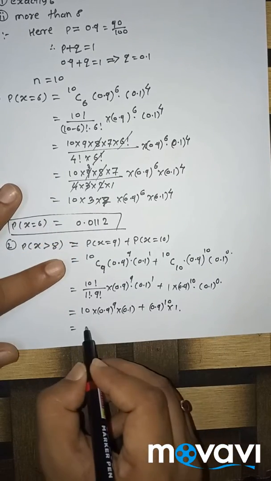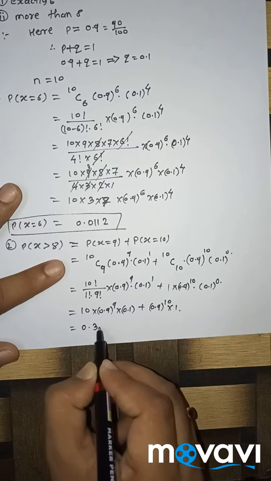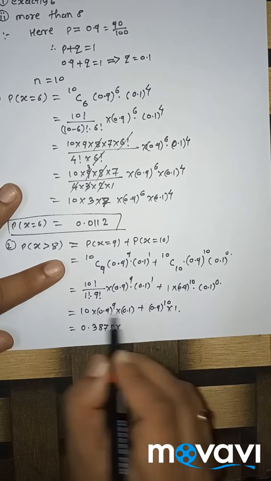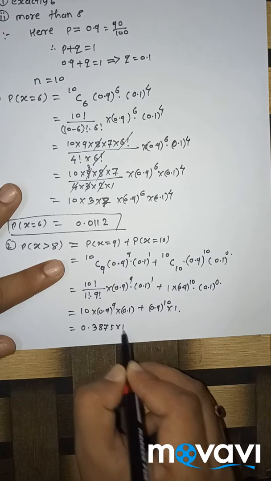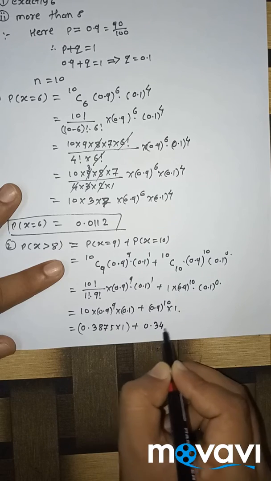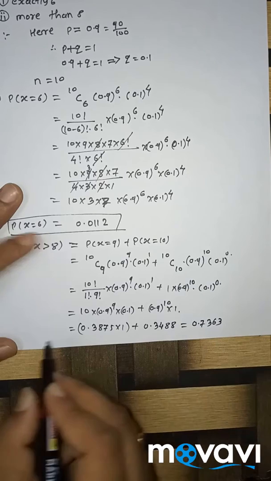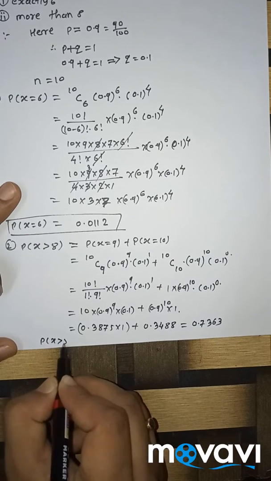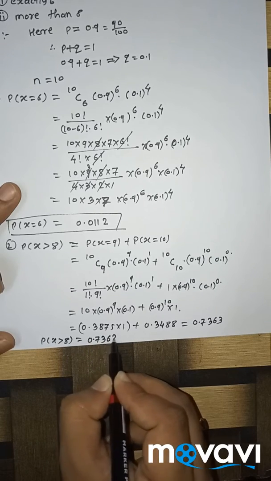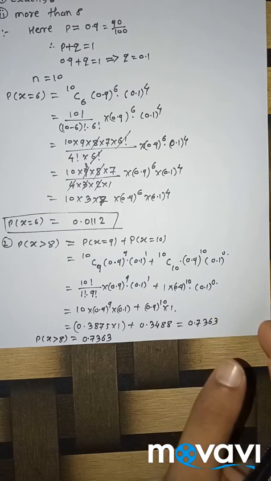If we calculate this, we get 0.3875 into this 10 into 0.1, which is 1, plus 0.3488, and this is equal to 0.7363. So final answer, probability of x greater than 8, is equal to 0.7363. Then take one more example.